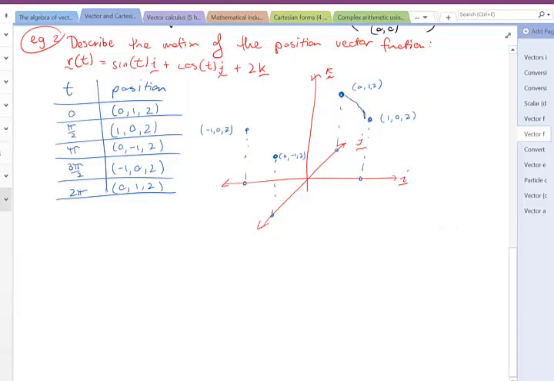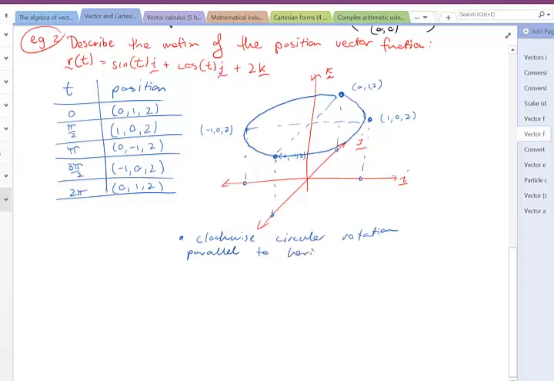Now this motion then, in that horizontal plane, raised vertically 2. So it's clockwise circular rotation, which is parallel to the horizontal axis, and raised vertically 2 units. All right, so describing the motion of that function over time, we can see that it's very similar to the last example, except it's raised 2 up.